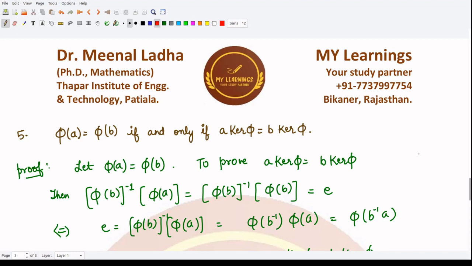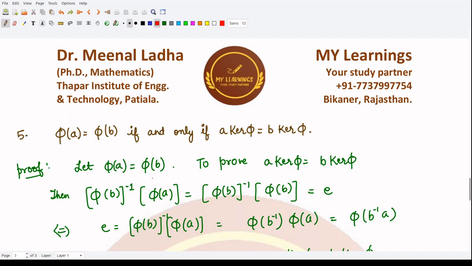In this video, we'll be proving property 5 under a homomorphism. Here they are saying phi of a would be equal to phi of b if and only if we have a kernel phi is equal to b kernel phi. Now notice that if this is a subgroup and a is some member from the group G and b is also some member from the group G, then a kernel phi is a coset and b kernel phi is also a coset. So we have to prove the if and only if case. Let's start by assuming that phi of a is equal to phi of b, and we will be proving that a kernel phi is equal to b kernel phi.